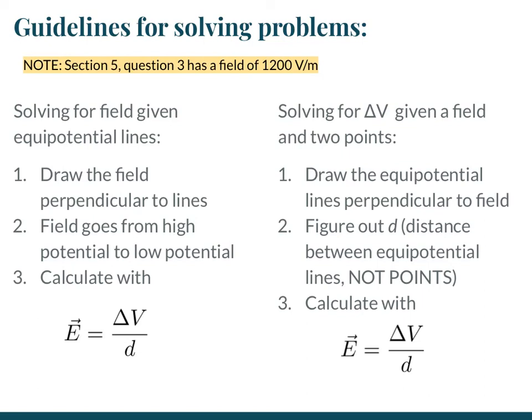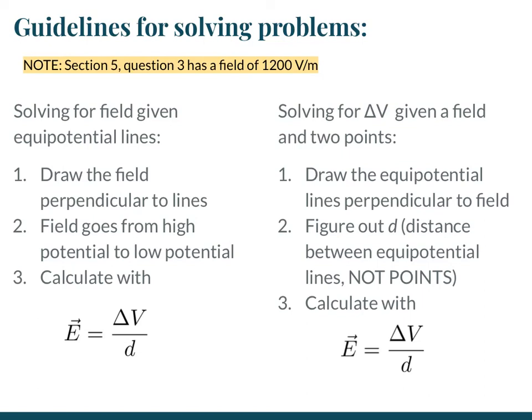If you're solving for field and you have equipotential lines, you draw the field perpendicular, you draw the arrows so they go from high to low potential, and then you use your equation. If you're solving for potential difference in a field between 2 points, you have to draw the equipotential lines perpendicular to the field and make them go through your 2 points. That's the whole goal. You have to figure out what the distance between your equipotential lines is, not the points, the lines, and then calculate with that same equation.